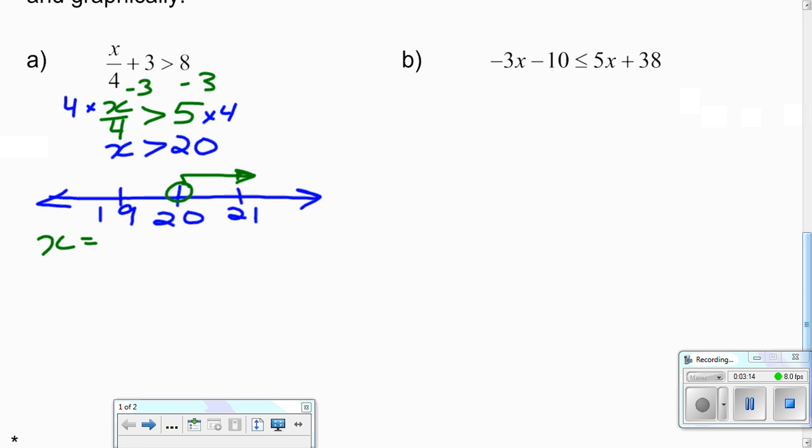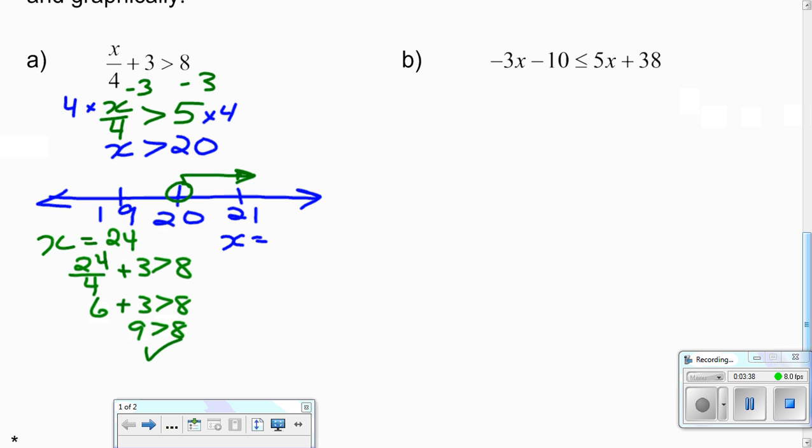So if x, let's go, I know that I have to divide by 4, so I'm going to be strategic, and I'm going to pick x of 24. So then 24 divided by 4 plus 3 should be bigger than 8. So 6 plus 3 should be bigger than 8, and 9 is bigger than 8. So we're good.